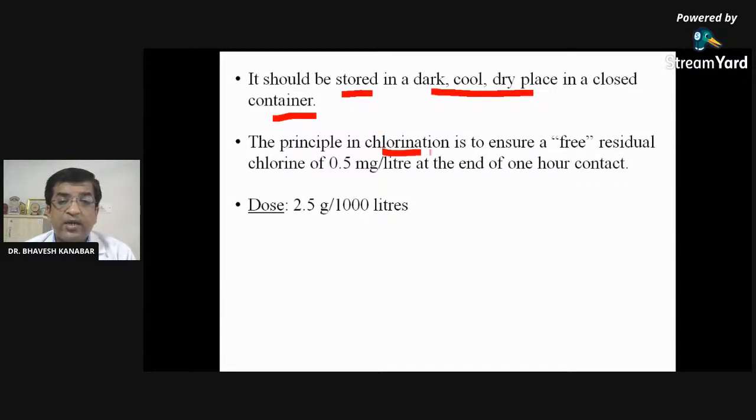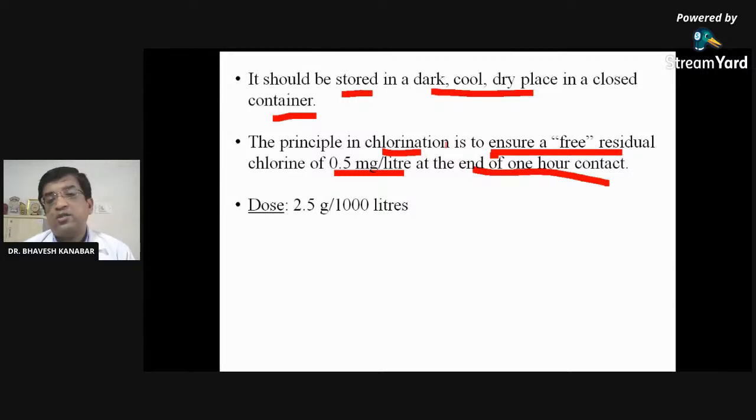The principle in chlorination is to ensure a free residual chlorine of 0.5 milligram per liter at the end of a 1 hour contact period. You may have learned that in your classes on water filtration as well as chlorination. Chlorination itself is a separate topic which can be discussed separately. So remember that a free residual chlorine of 0.5 milligram per liter should be available after the process of chlorination at the end of the contact period of 1 hour.